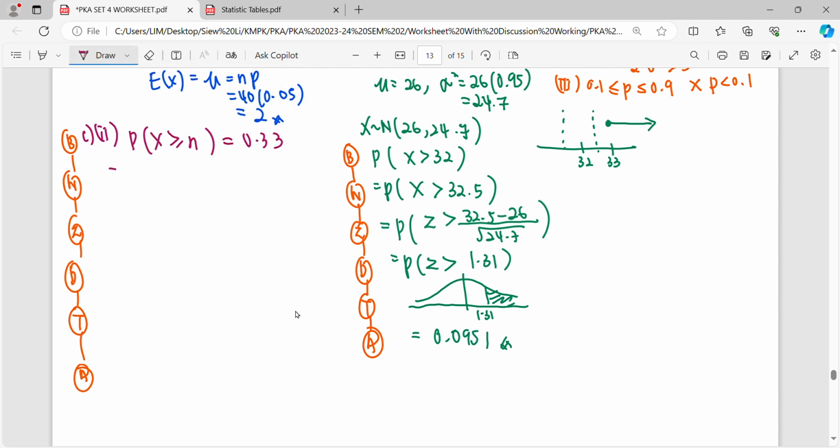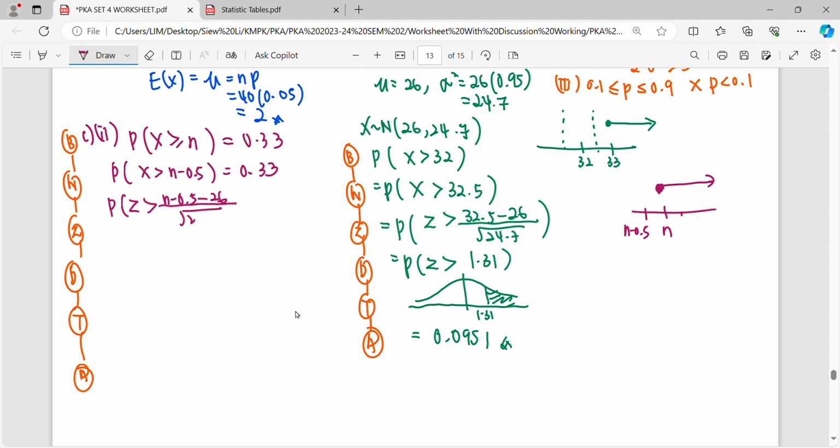So to become normal, X more than or equal to n plus or minus 0.5 continuity correction. Is n included or not? Included. So will you start after n or before n? Before, so n minus 0.5. So X more than n minus 0.5 to get this probability. Now they have already changed to normal, then we change to z. To change to z, we need to minus the mean over the standard deviation.